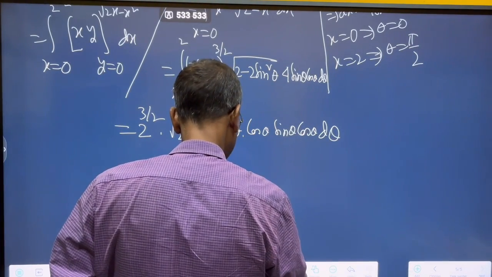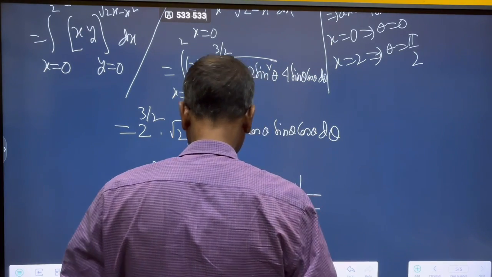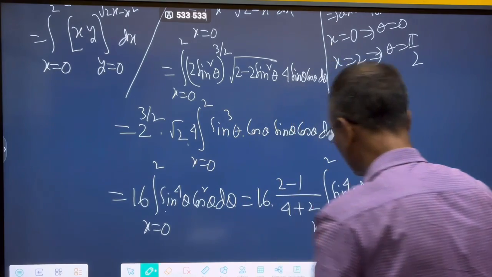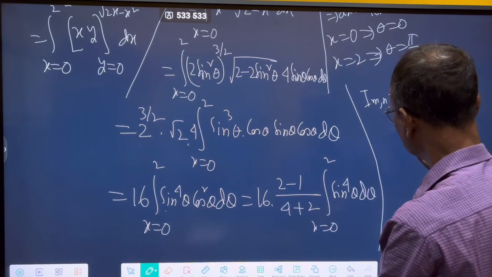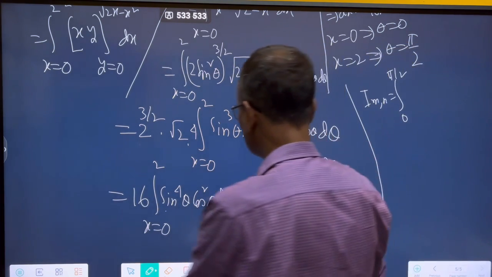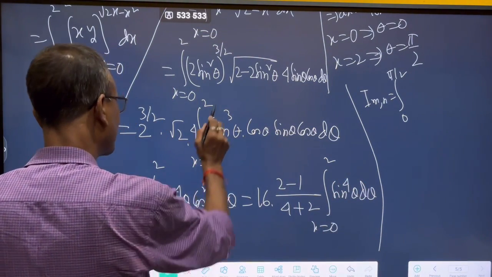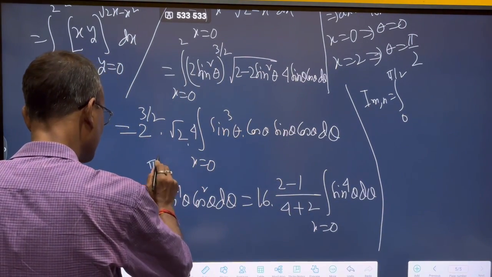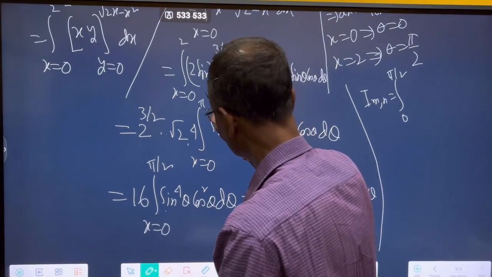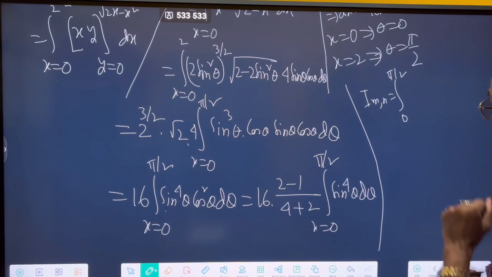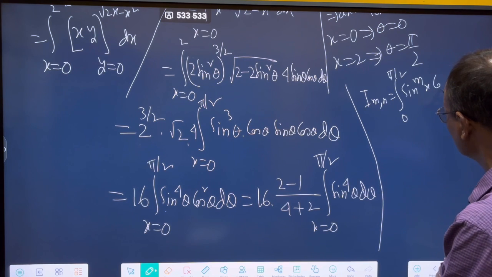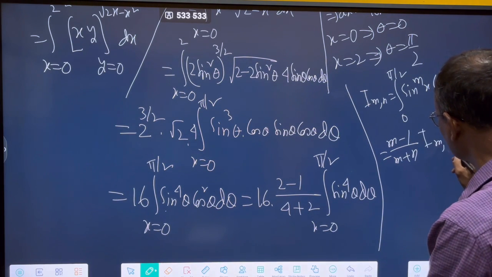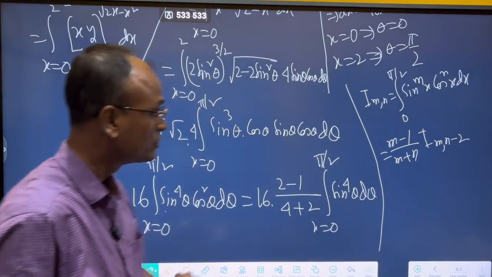Just use the reduction formula here. Then you will get 2 minus 1 divided by 4 plus 2 times the integral of sine to the power 4 theta d theta. What have we applied here? Suppose I_n is the integration from 0 to pi by 2 of sine to the power m x cos to the power n x. This is equal to n minus 1 by m plus n times I with n minus 2. Just apply this one.